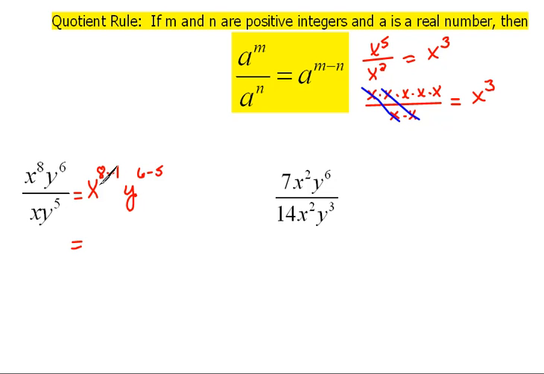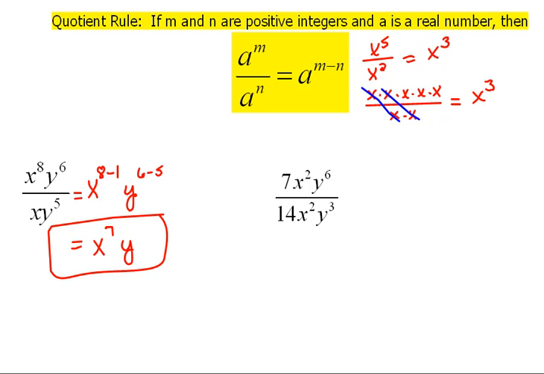And then when we clean this up a bit, x to the 8 minus 1 is the same thing as saying x to the 7th. And y to the 6 minus 5, well, 6 minus 5 is 1. So that would be y to the first power. But we don't have to write it if it's a 1. We assume that it's a 1. So there would be our answer.